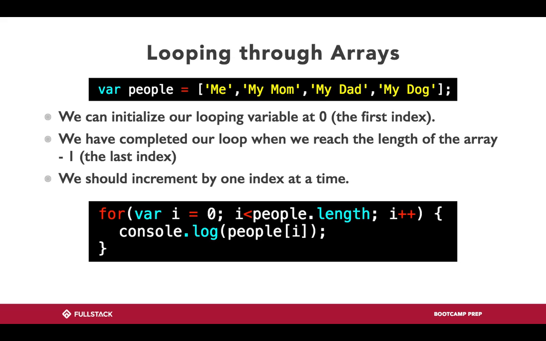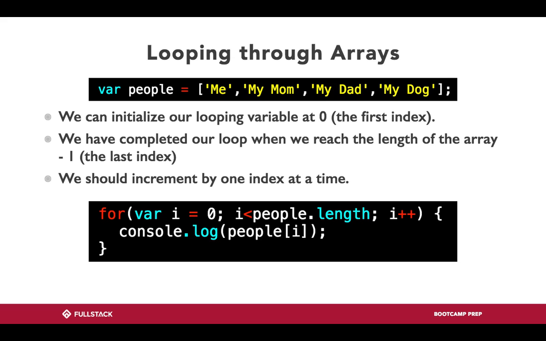So i the first time is equal to 0. So people accessing the 0th index is going to be me. It's going to console out me. Then i plus plus. So now the second time around, i is equal to 1. It checks, is i less than 4? Yes, it is. So keep going. And then you console out my mom. Then it iterates, goes 1 higher, suddenly you're at i equals 2, it checks is i less than 4, yes it is, okay, let's keep going, then we log out my dad.